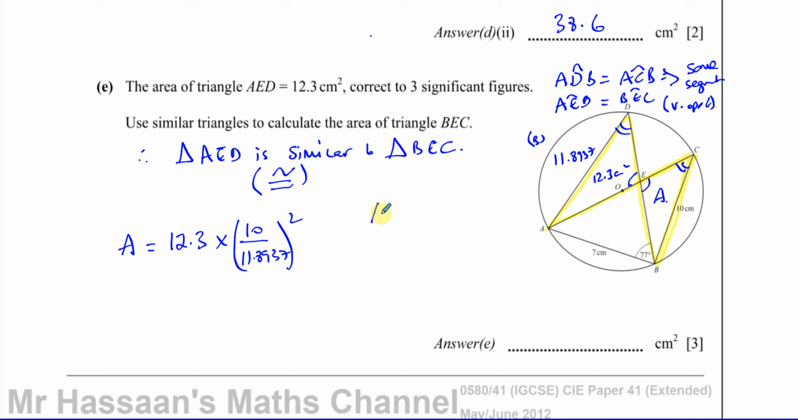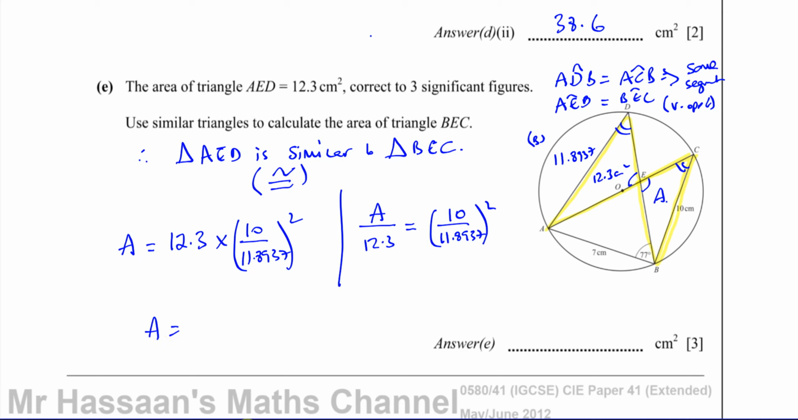Another way of doing it is saying the area that you need over the area that we have is, well, we can't say it's equal to yet, that's the ratio of the areas of these two triangles. And we know that 10 over 11.8937, the length on the one that we're trying to find, which is the same as A, over the length on the one that we know, is the ratio of the lengths. If I square the ratio of the lengths, it will give me the same thing as the ratio of the areas. That's another way of setting out your work. So in either case, you'll end up with this area equal to 12.3 times that.